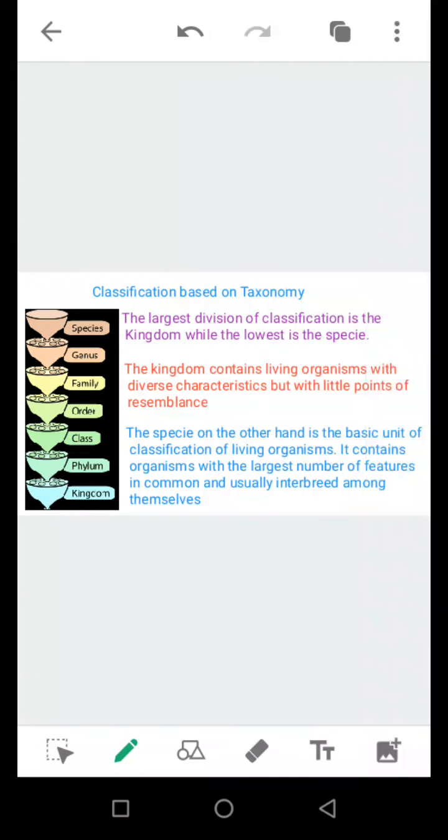So, as said earlier, that is the scientific way of classifying living organisms. It is a hierarchy in which kingdom is the highest or the largest division, while species is the lowest division. The kingdom contains living organisms with diverse characteristics but with little points of resemblance, while the species, on the other hand, is the basic unit of classification of living organisms. It contains organisms with the largest number of features or characteristics in common and organisms that can usually interbreed among themselves.